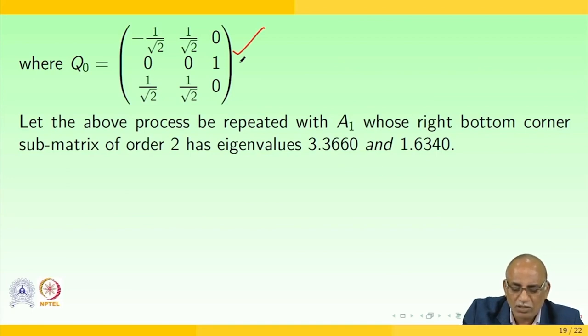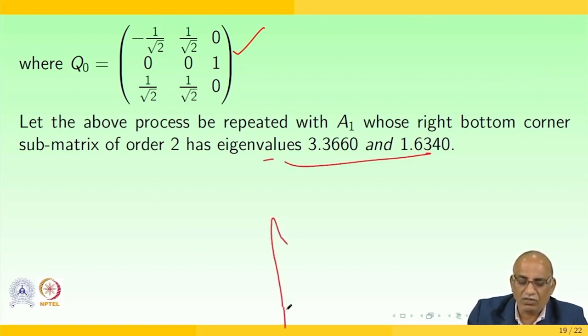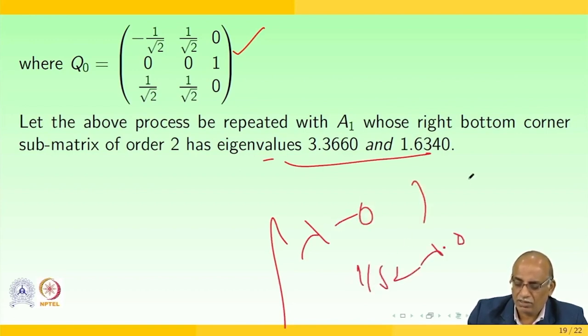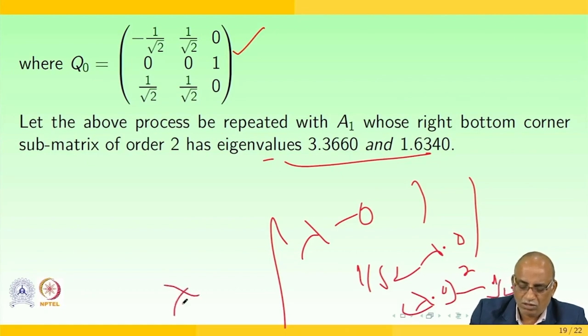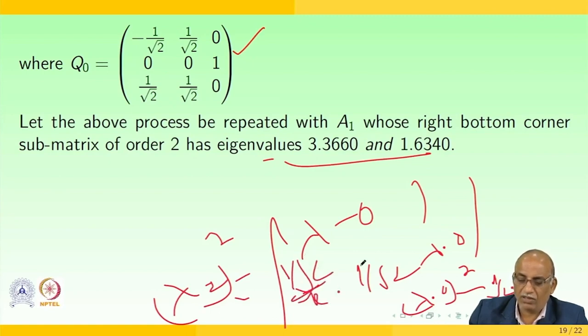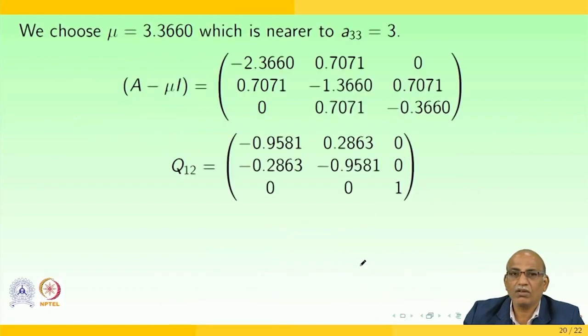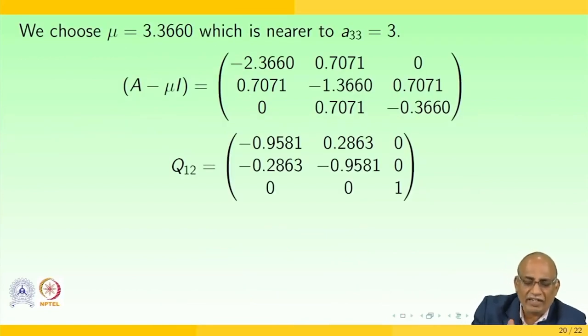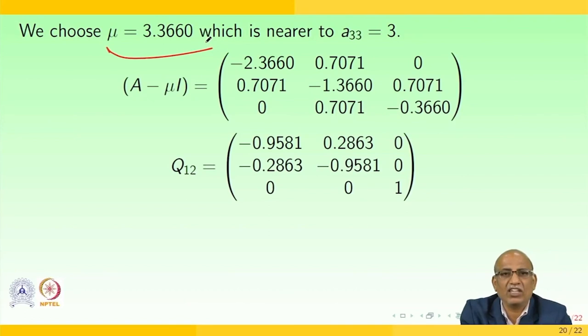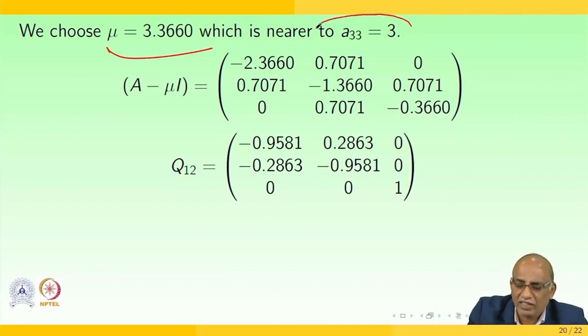So, let the above process be repeated with A1, whose right bottom corner submatrix of order 2 has eigenvalues to be found. If you write it here, lambda minus 0, 1 by root 2, lambda minus 0, lambda minus 0 whole square minus 1 by root 2 is equal to 0, and so on. So you can find the eigenvalues. When you write this, mu is 3.366, which is nearer to A33.